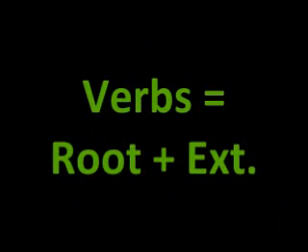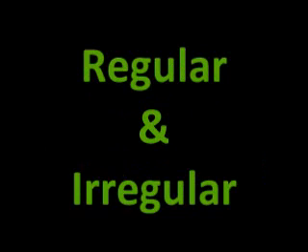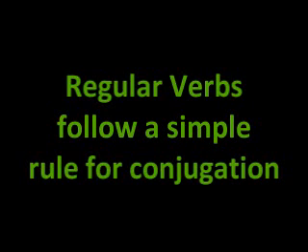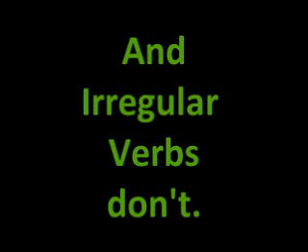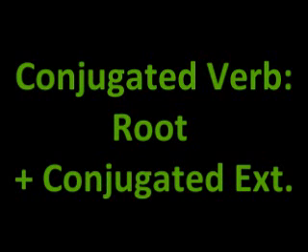Now that you know the structure of a verb in Spanish, you need to know that there are two main types of verbs: the regular ones, and the irregular ones. The regular verbs follow a simple rule of conjugation, while irregular verbs don't. The way conjugation works is we put the root plus the conjugated extension together, and that becomes a conjugated verb.